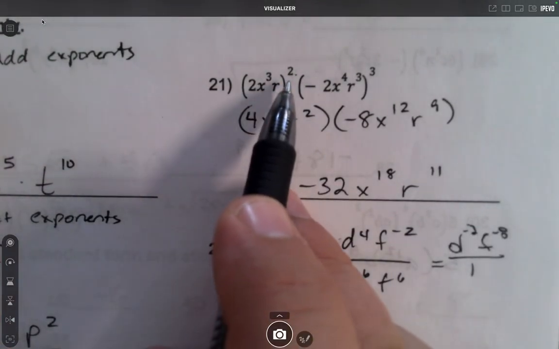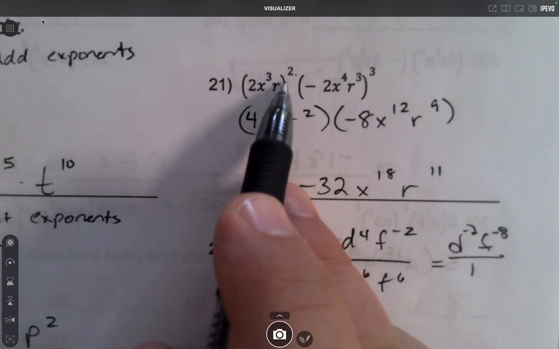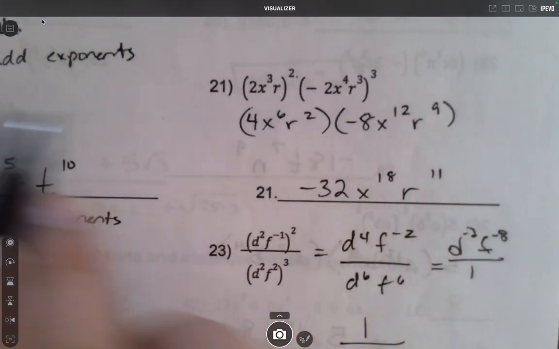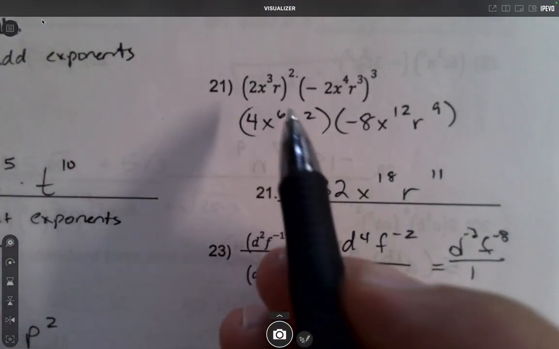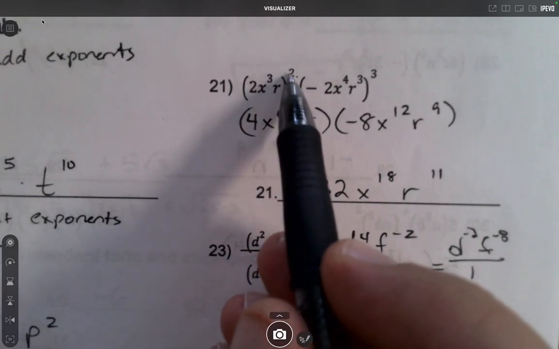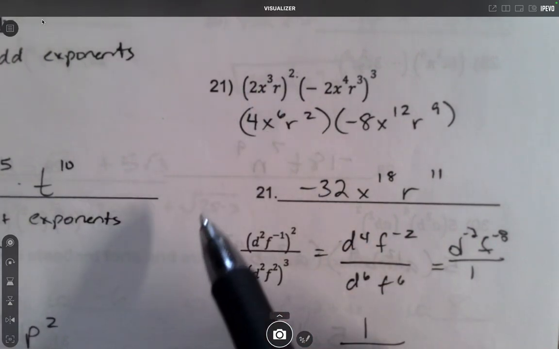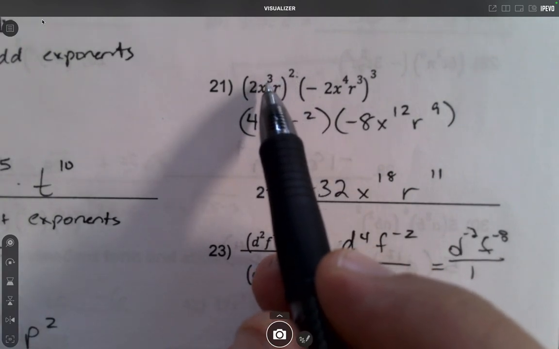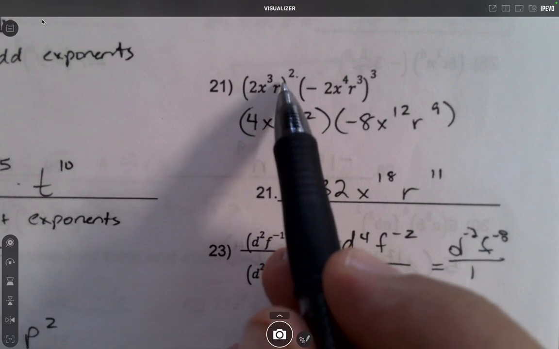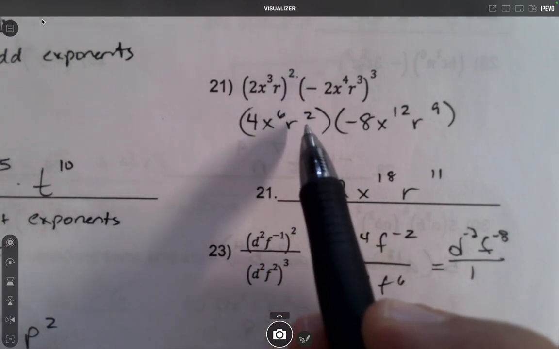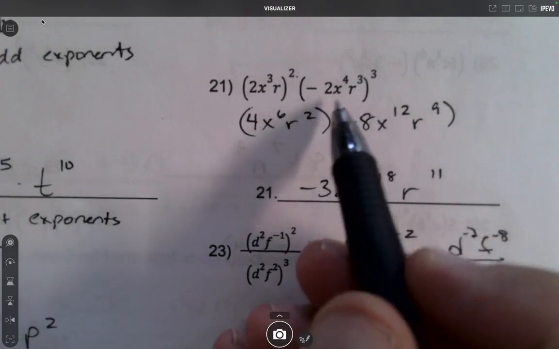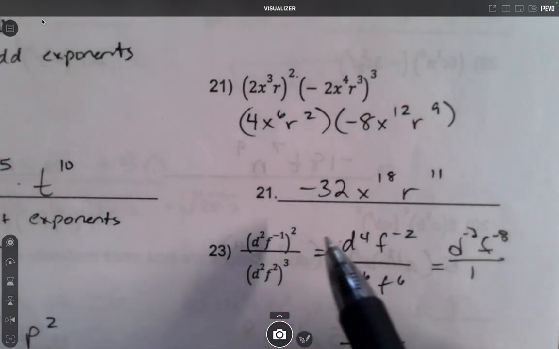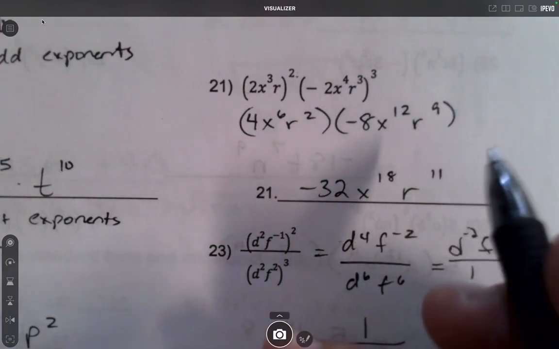When we have exponents outside the parentheses, we'll need to start by applying them to what's inside the parentheses first. Then we can combine using the rule we used in number 20. So I square everything. 2 squared is 4. And when I have an exponent raised to an exponent, I multiply them together. 3 times 2 is 6. The understood 1 above the r times 2 is 2. Negative 2 cubed is negative 8. 4 times 3 is 12. 3 times 3 is 9.